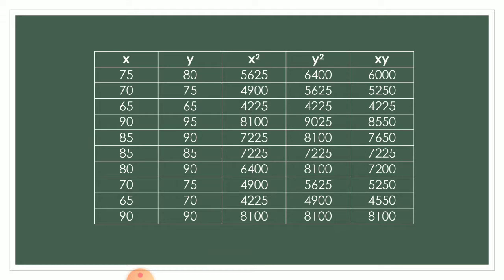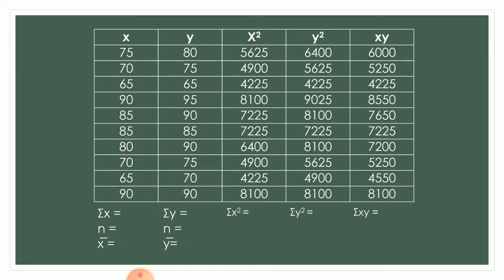And for the last column, that is the product of x and y. So that is 75 times 80, which is equal to 6,000. 70 times 75 is 5,250. 65 times 65 is equal to 4,225, and so on. Next step is to find the summation of x as well as x bar, the summation of y and y bar, the summation of x squared, the summation of y squared, and the summation of x times y.